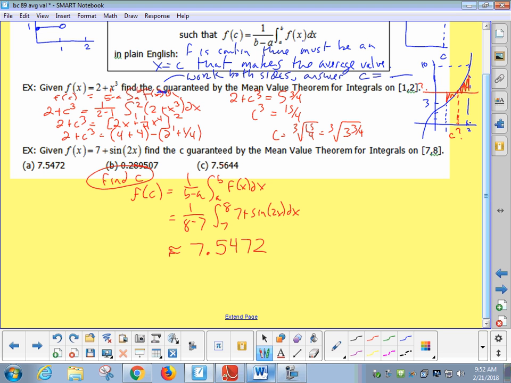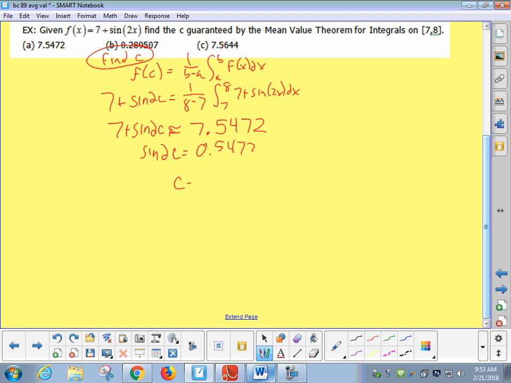Remember to answer the question. You haven't answered the question yet. The left side is what I need to now work. This is 7 plus sine of 2c. So now I need to answer that question. How do I proceed from there? Subtract. Sine of 2c is 0.5472. And then what? Use inverse sine and divide by 2.